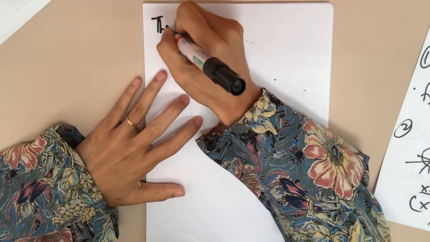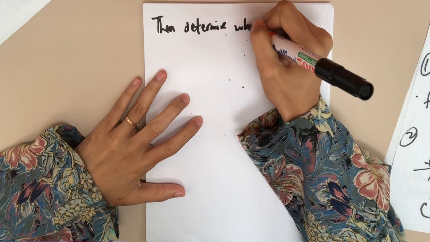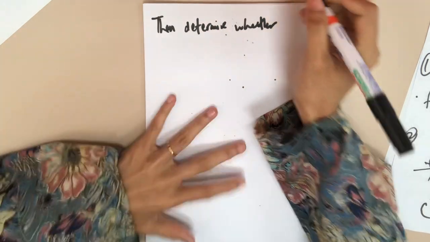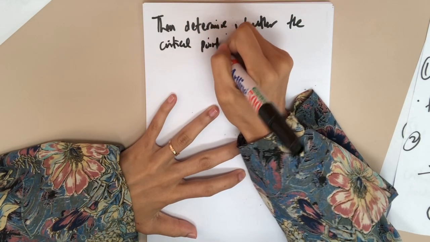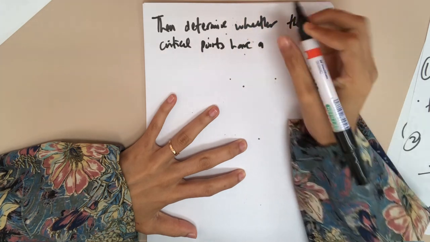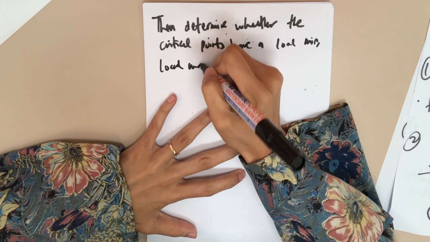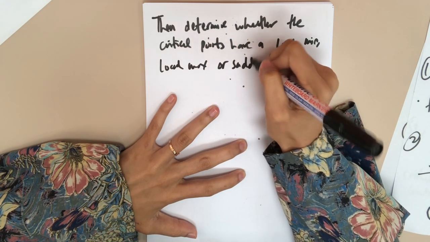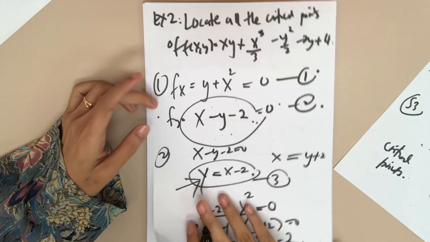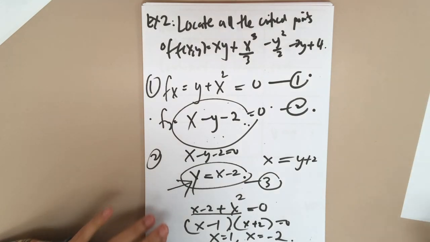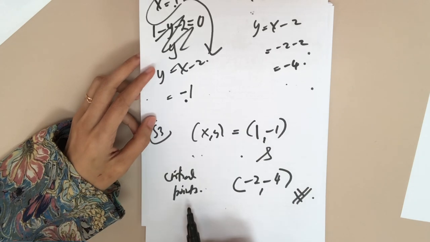Then, determine whether the critical points have a local min, local max, or saddle points. So this is the question from just now, and this is our critical point that we got just now.